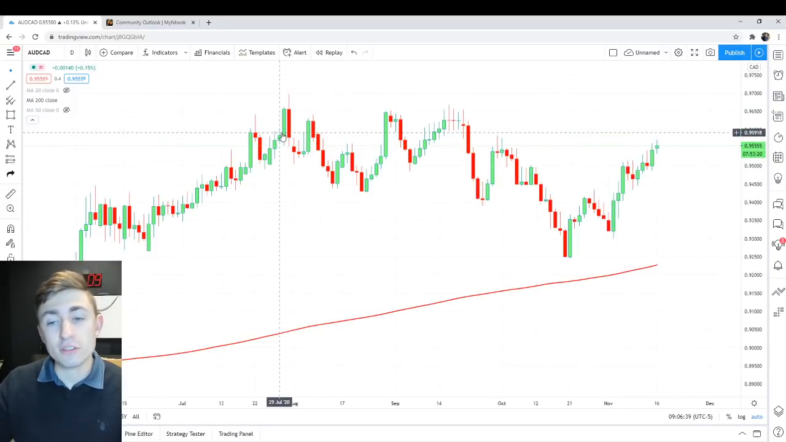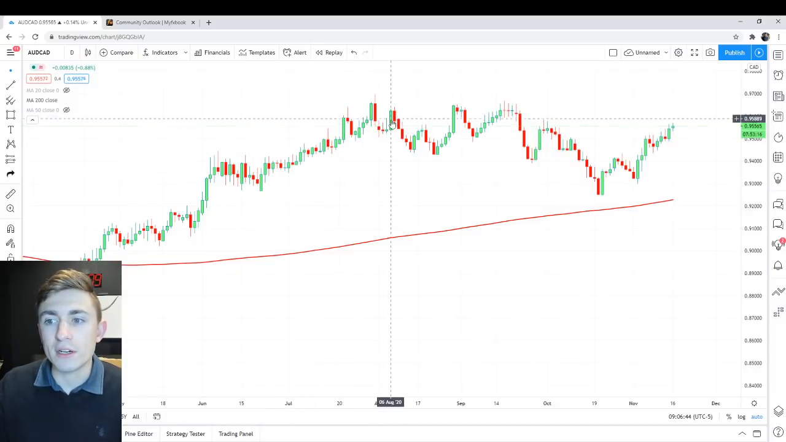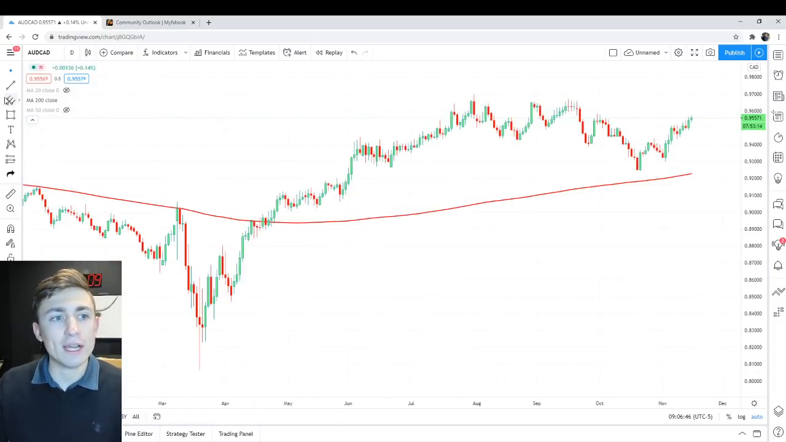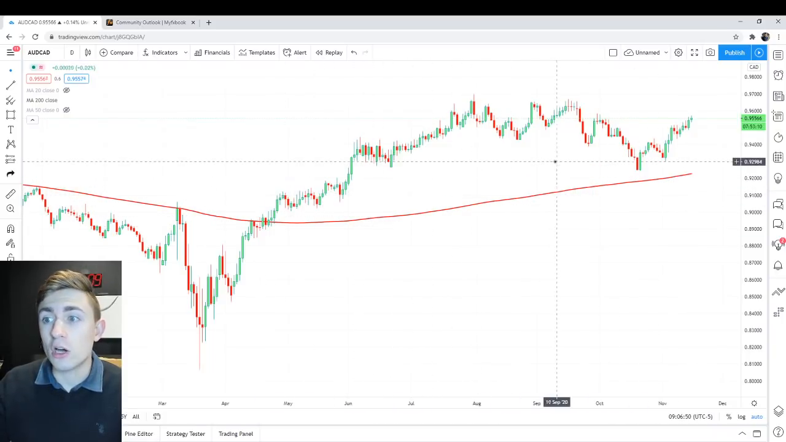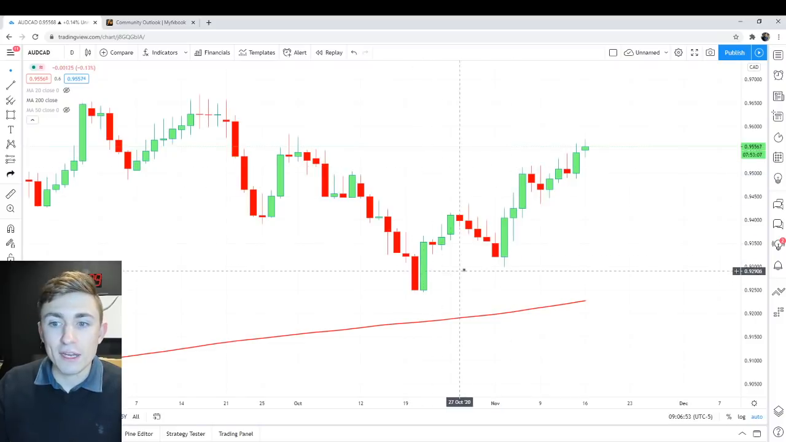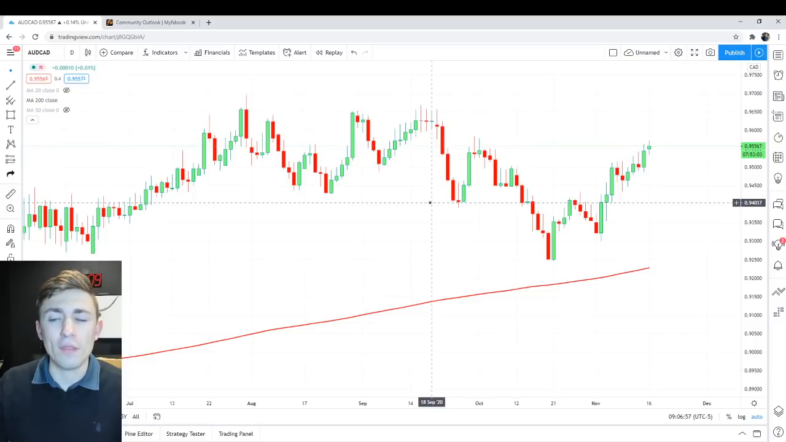Let's take a look for starters at Australian dollar versus Canadian dollar, and what we'll notice here is that we're in a strong uptrend. We are actually above the 200-day moving average. We are steadily chugging along, and you'll notice that more recently we've had a nice little run up to the upside. So a lot of retail traders right now are short on this currency pair.